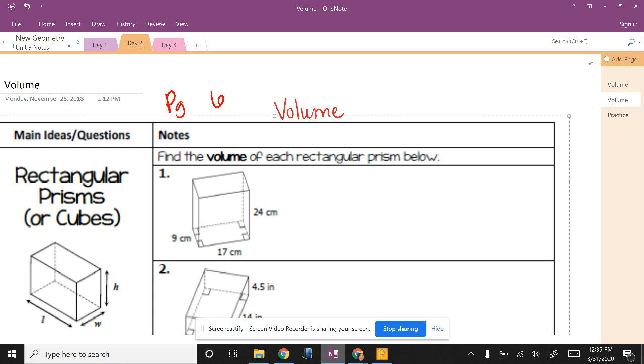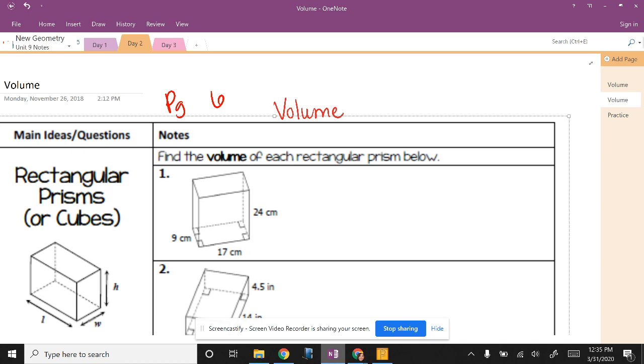So today we're going to talk about volume. And in your packet that I handed out to you guys, I've also uploaded the practice pages in case you don't have your packet. I've uploaded those into the assignments portion. But from our packet of notes, we are on page 6, and we're going to start talking about volume today. So page 6 in your packet.